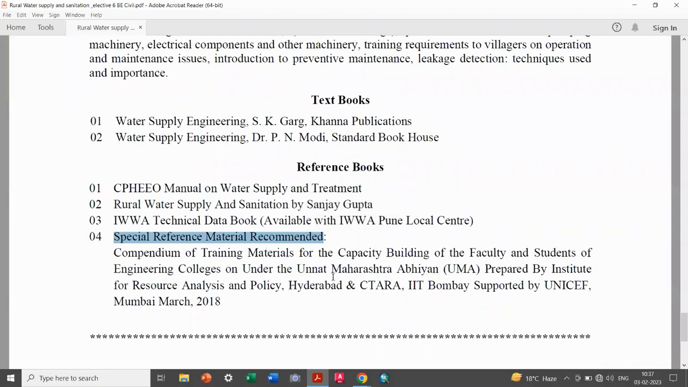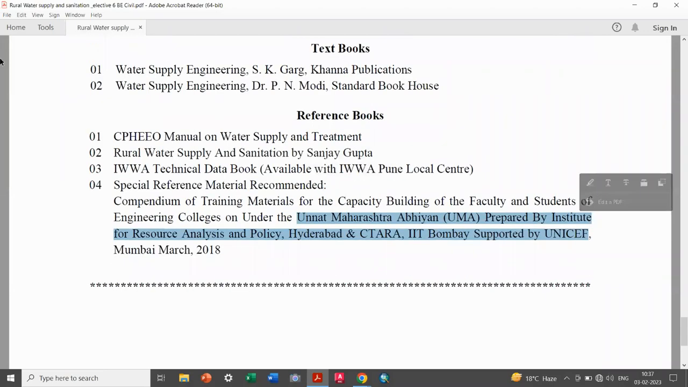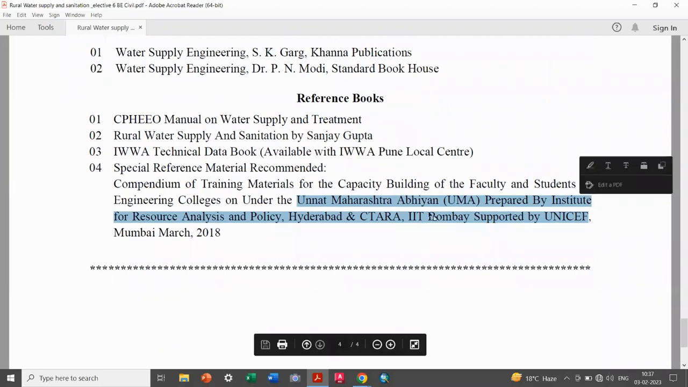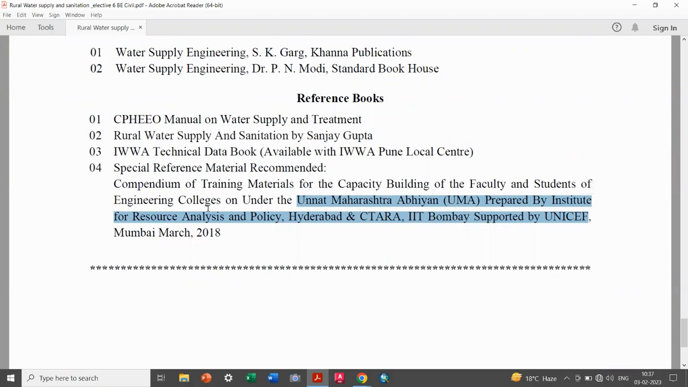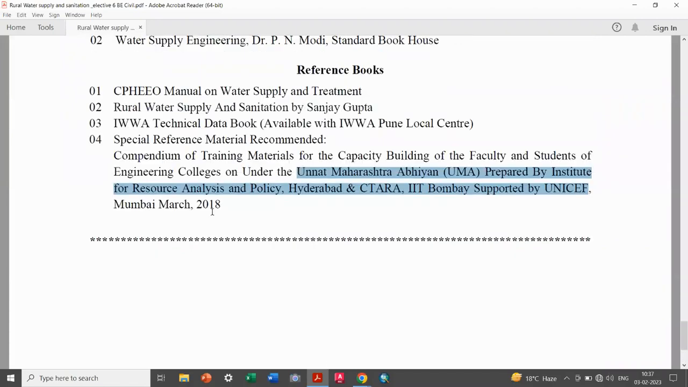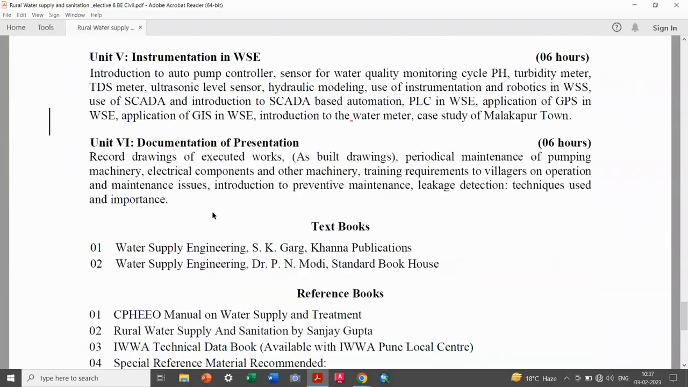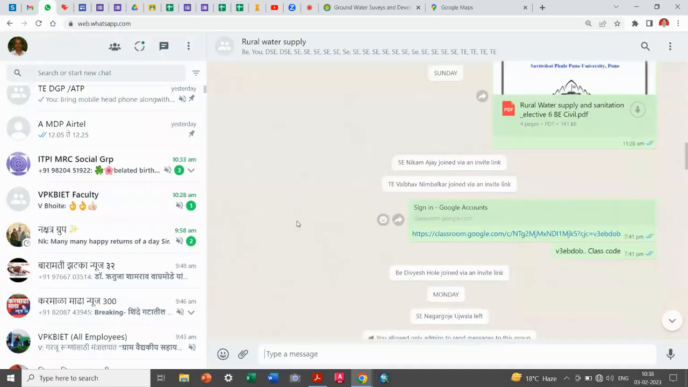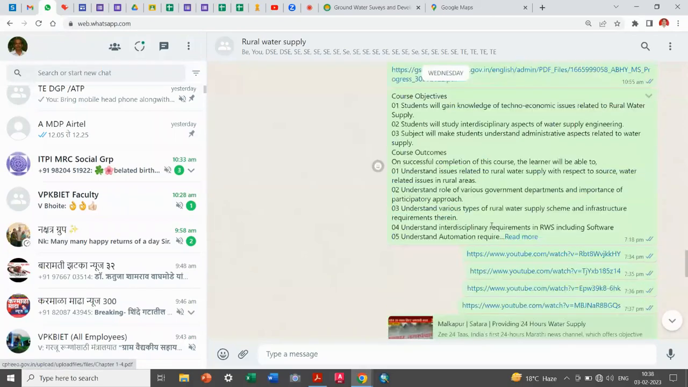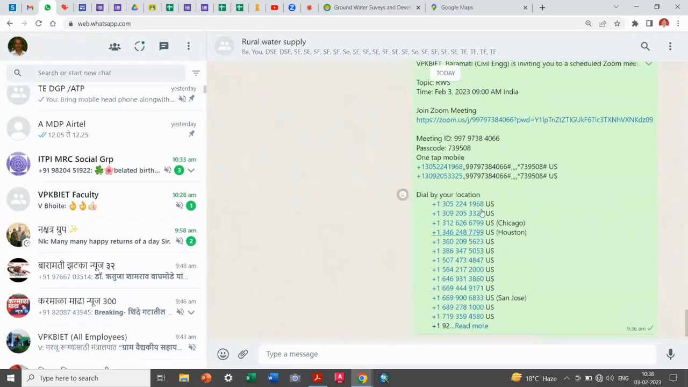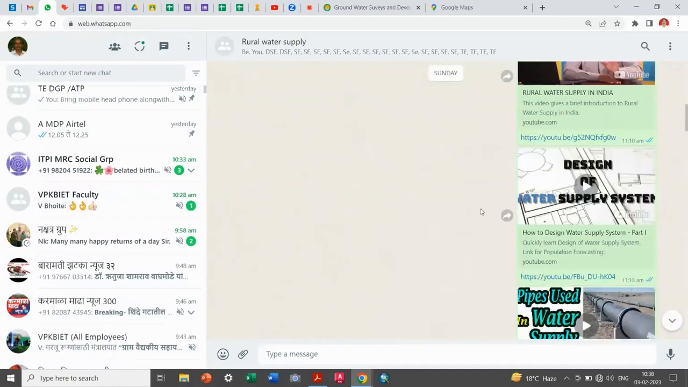Unnat Maharashtra Abhiyan, that we will see. Which activities are conducted under Unnat Maharashtra Abhiyan, and accordingly, how we can support rural water supply. You can see here, I have posted a lot of videos for your reference. You go through all these videos. That will prepare you for this subject.